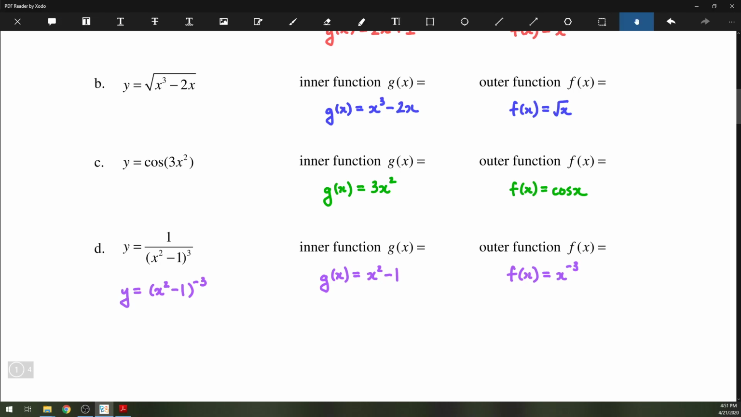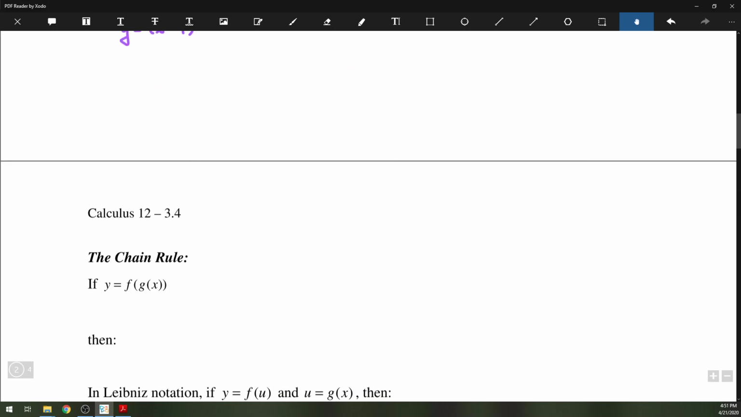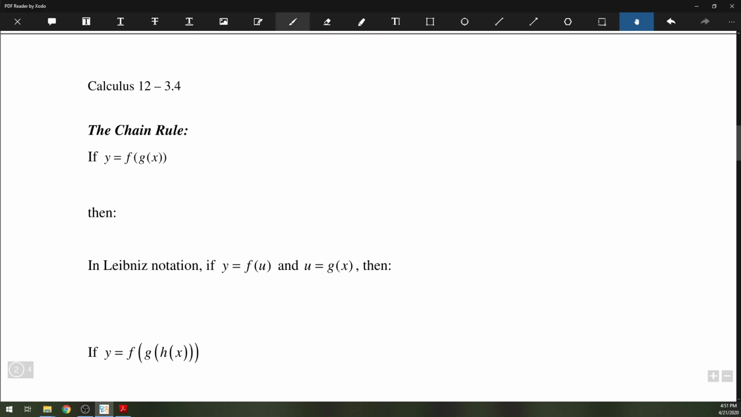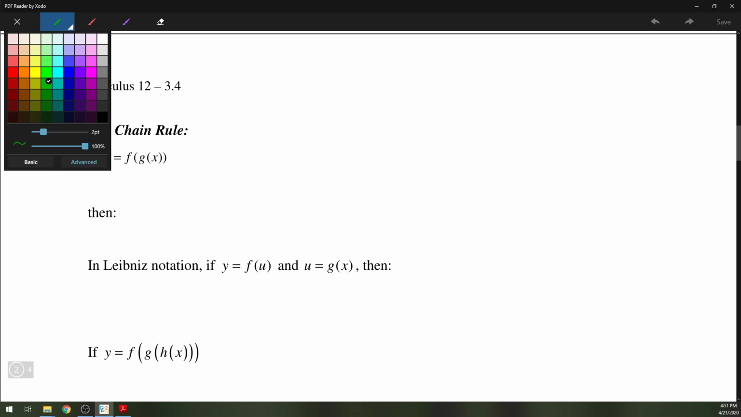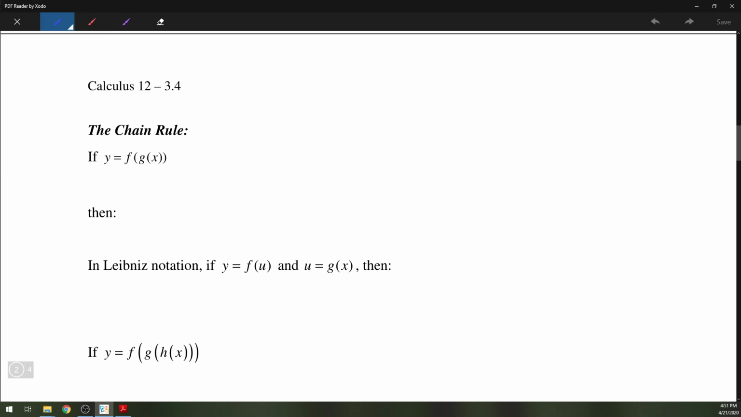Okay, so now that we looked at how to identify inner and outer functions, we can proceed to introduce the chain rule. So the chain rule says that if you have a function y equals f of g of x, then its derivative is going to be y prime is equal to f prime of g of x multiplied by g prime of x.